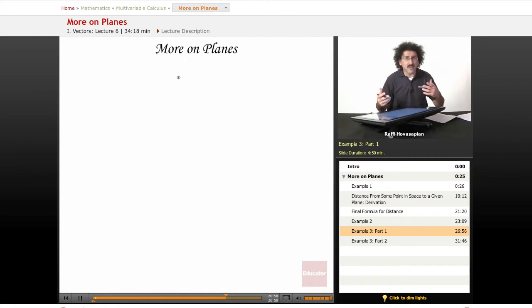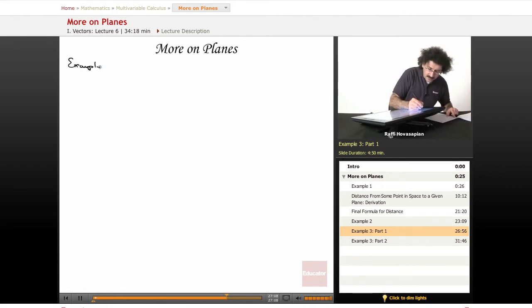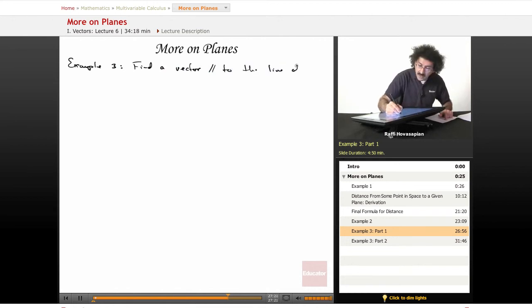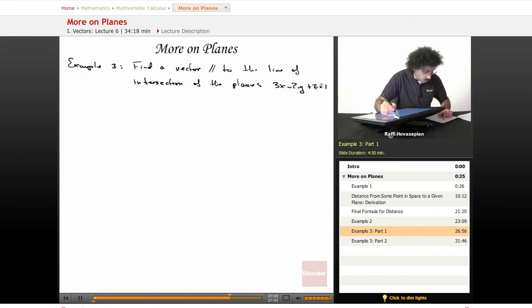So let's do another example, just more practice with planes, more practice with some of the other resources that we have at our disposal. So let's see what we've got. Example 3. Find a vector parallel to the line of intersection of the planes 3x minus 2y plus z equals 1 and 2x plus 2y minus 2z equals 2.